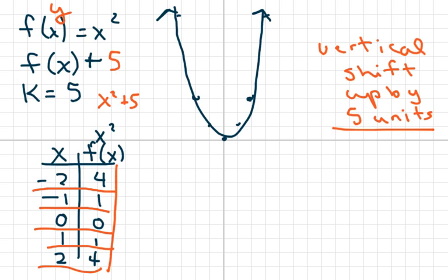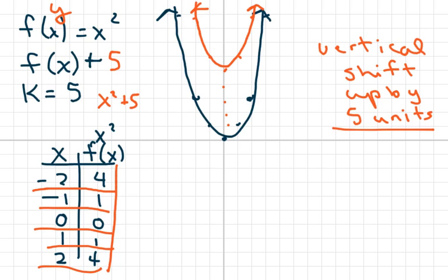So from 0, I'm going up 5. 1, 2, 3, 4, 5. From here, it would be 1, 1. 2 goes to 4, so that would be 2, 4, about here. And that's a vertical shift up by 5 units.